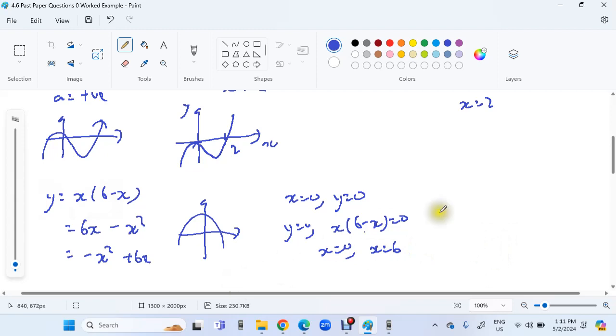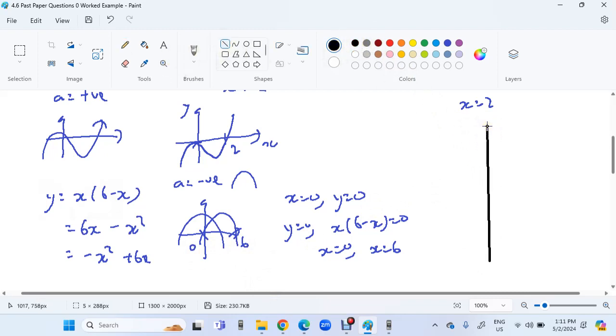So the shape for this one is something like this. Since a is a negative value, it is concave down. So something like this. The graph will pass through 0 and 6 here. So we combine these two and draw them on the same axis.